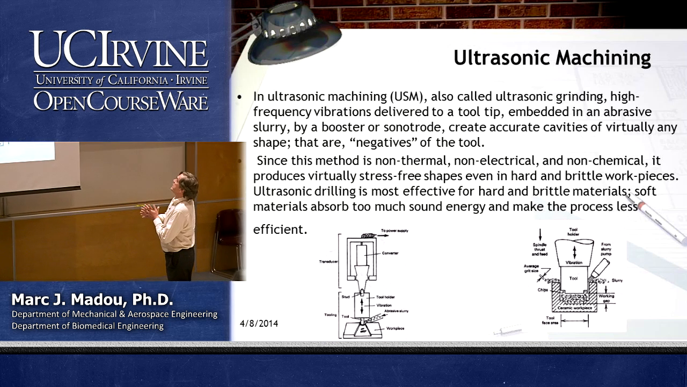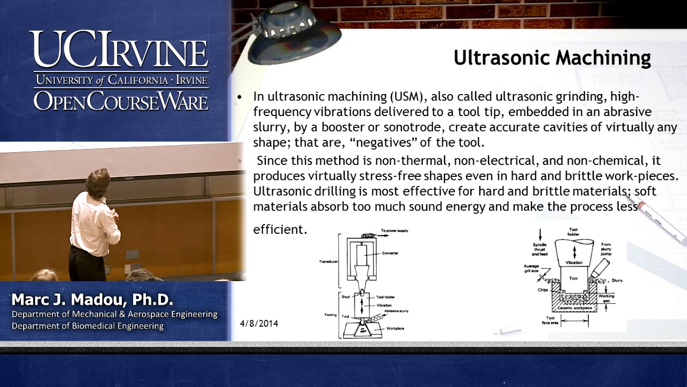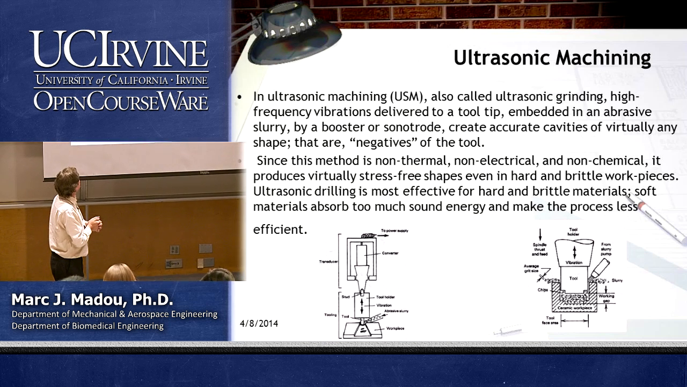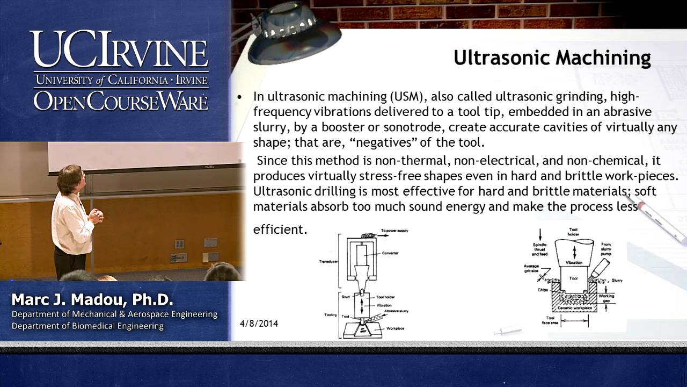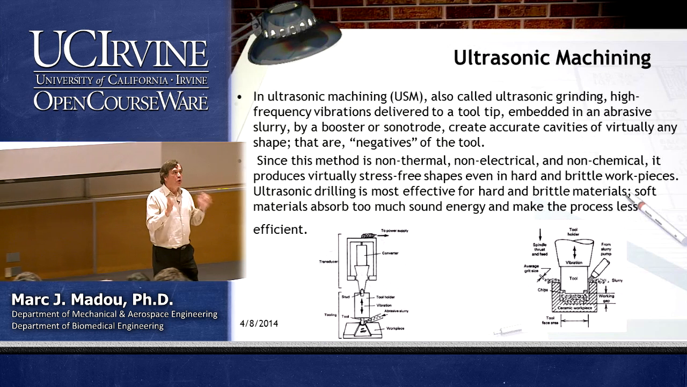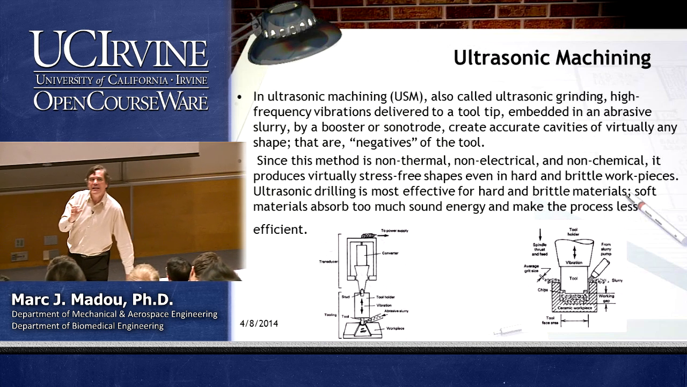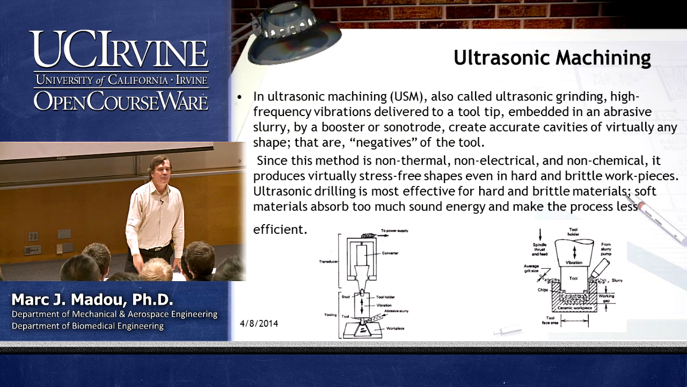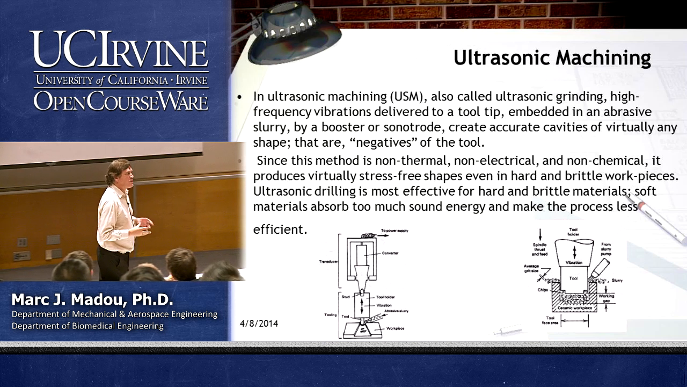So in ultrasonic machining, USM, also called ultrasonic grinding, high-frequency vibrations delivered to a tool tip embedded in an abrasive slurry by a booster or sonotrode create accurate cavities of virtually any shape that are negatives of the tool. Evident, right? Since this method, this is important. This is an example of a non-thermal method. Do you remember what I told you? A very big deficit of any thermal method on the workpiece was what? It was a 3-letter word. What might happen if a workpiece overheats?